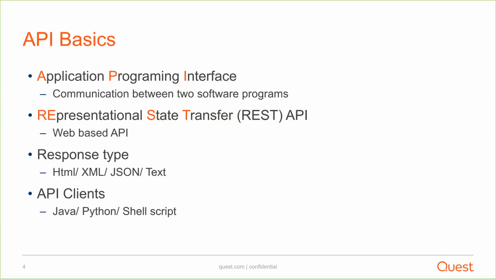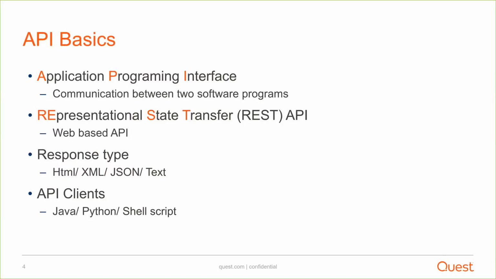Now, when you make API calls, you will have a response, and that's why we do a call. These responses can be in any of the formats that I've listed there, XML and JSON being the most common. And you have API clients, which can be any software program. Some of the examples are you can make these API calls from a Java program, from a Python script or a shell script or whatever tool that you're using.